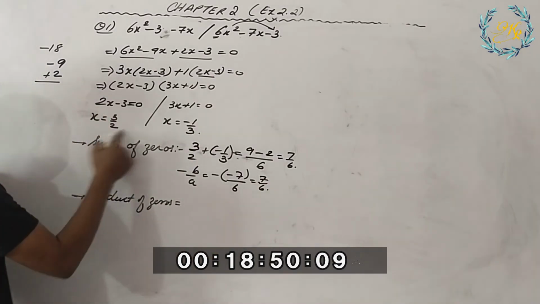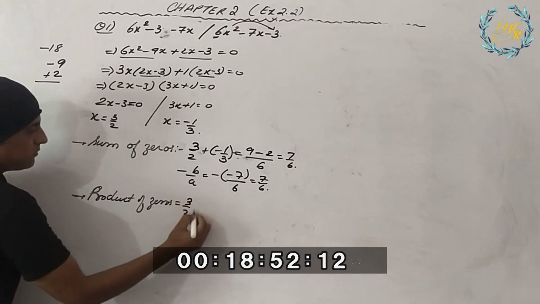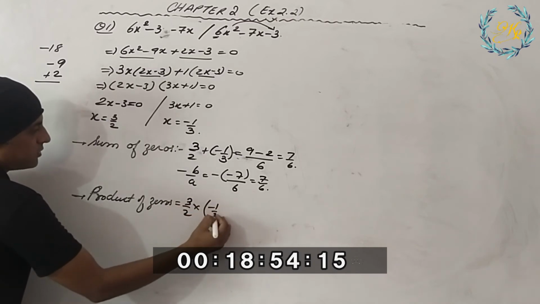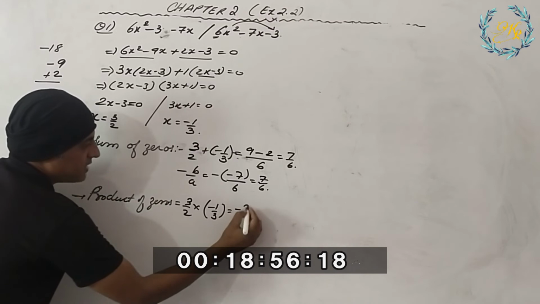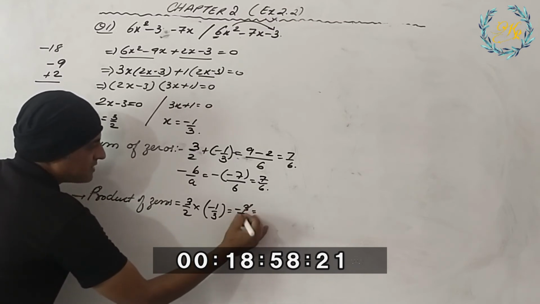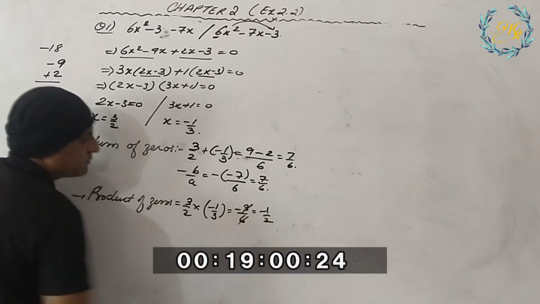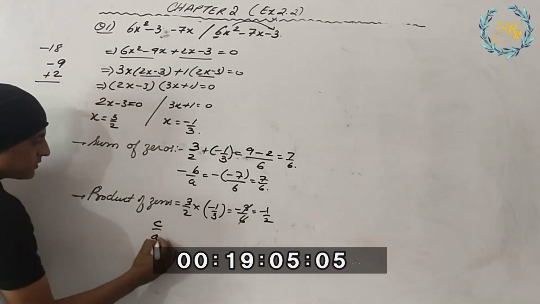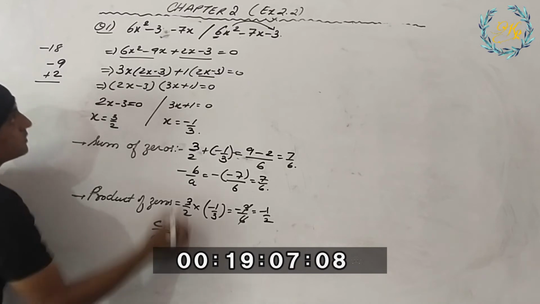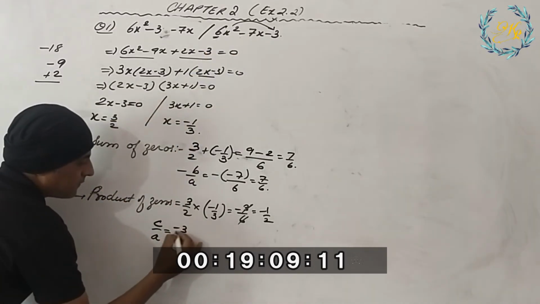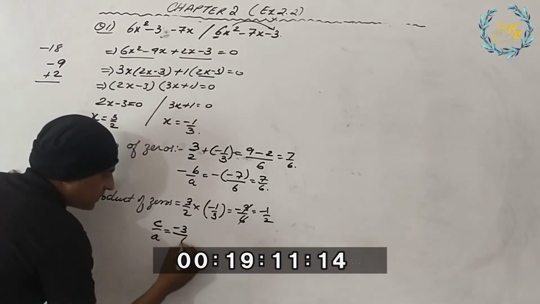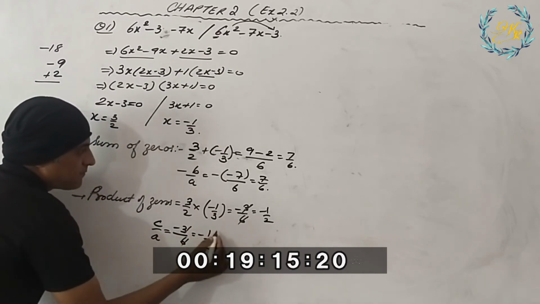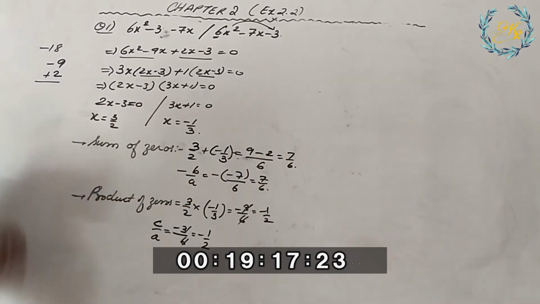Product of zeros. Taking these two values, you have 3 upon 2 multiplied by minus 1 upon 3. You get the answer as minus 3 upon 6 and cancel these two values, you get minus 1 by 2. Comparing with the coefficients, product of zeros is given by c by a. The value of c is minus 3. The value of a is 6. Cancelling them, you get minus 1 by 2. You see, the values are same.